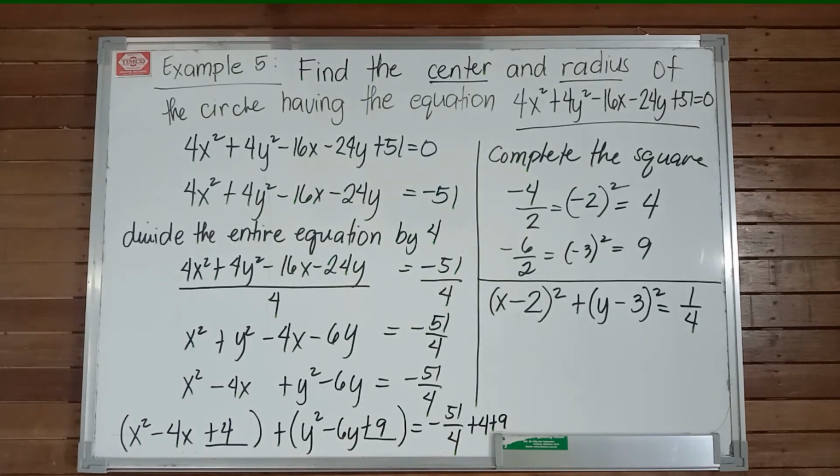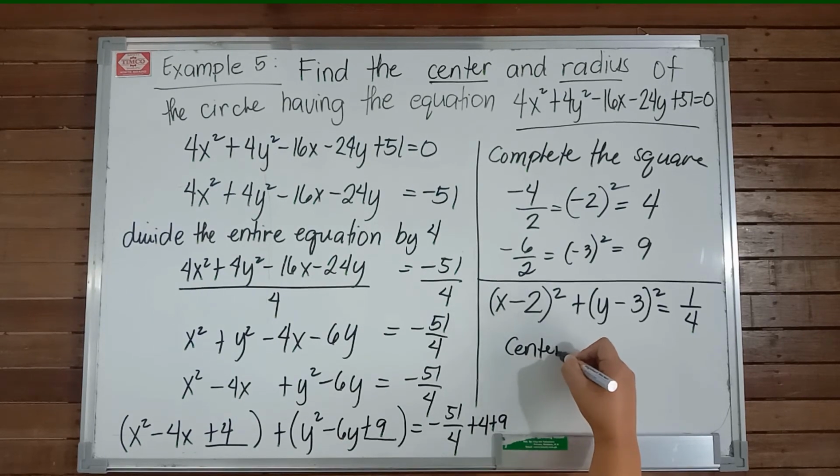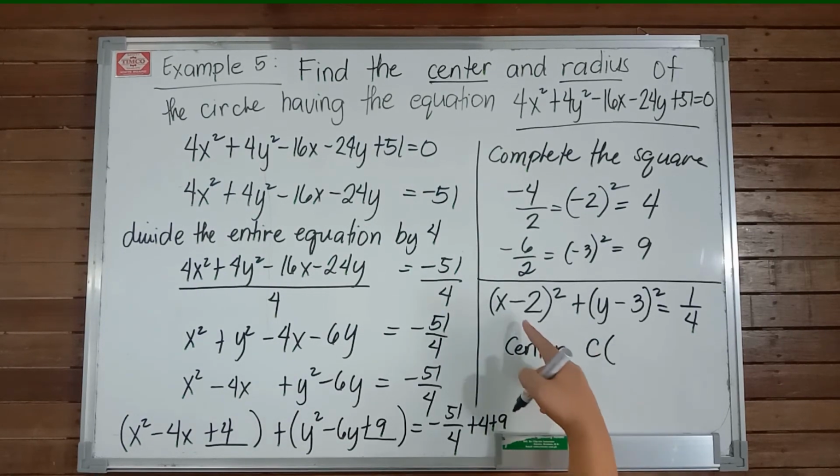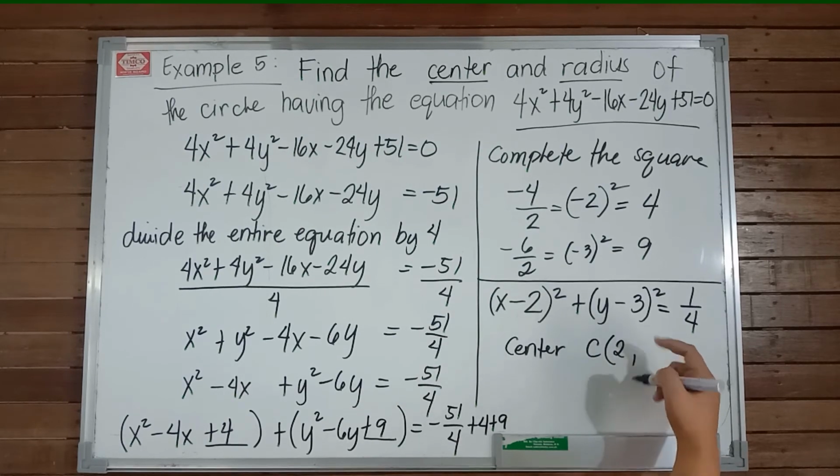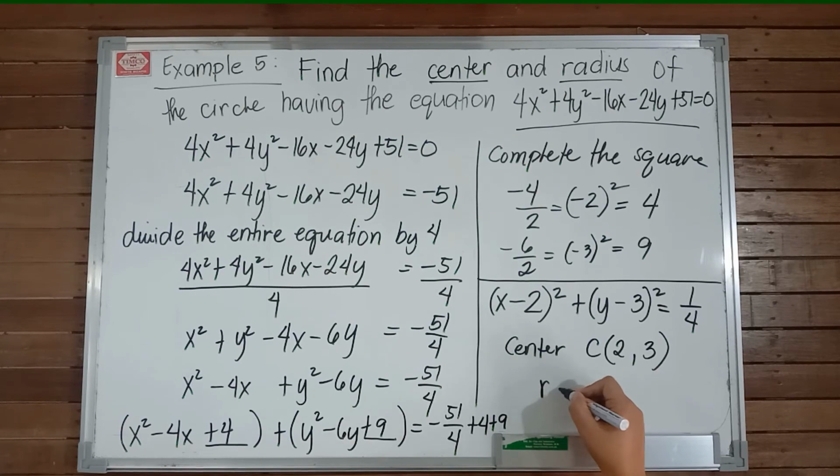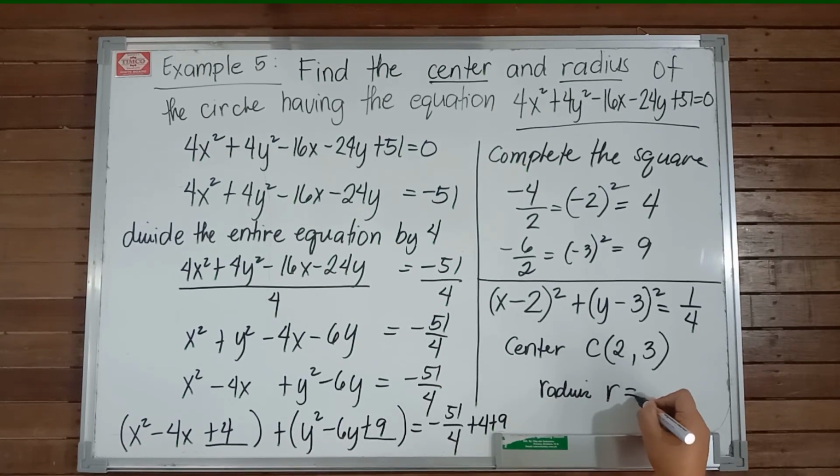So, our standard equation is x minus 2 squared plus y minus 3 squared equals 1/4. And determining our center, we have 2 and 3. And our radius, r is equal to the square root of 1/4. Getting the square root of 1/4 is 1/2. And that is our answer.